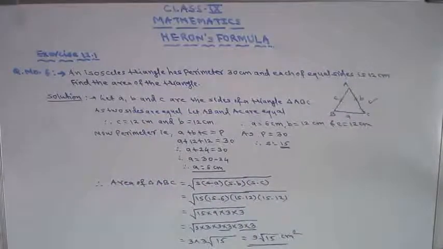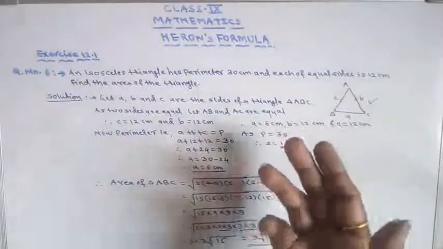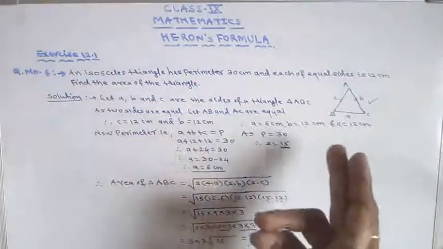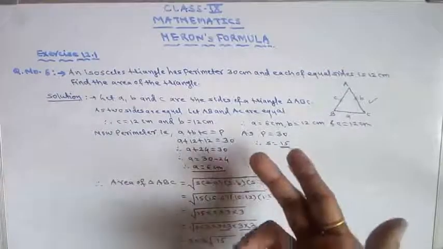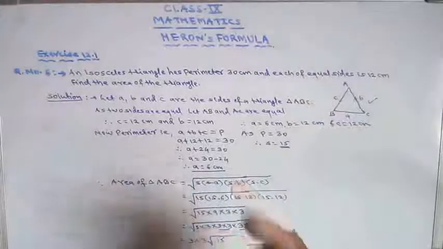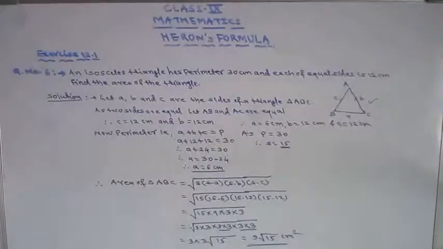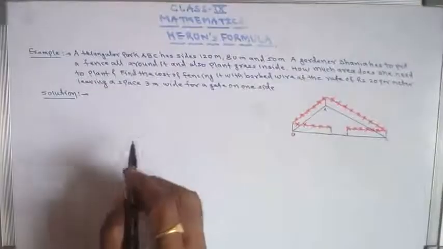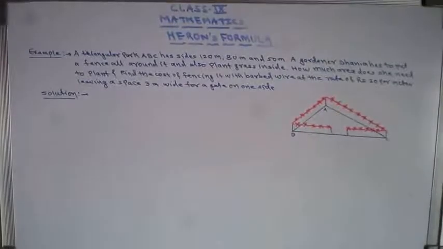So in this way we can find the area of the triangle. Sometimes an isosceles triangle and the perimeter will be given, or sometimes perimeter and two sides will be given. In that case you have to find the third side and get the semi perimeter and go for this Heron's formula, you will get the answer. Okay students, now see next question.